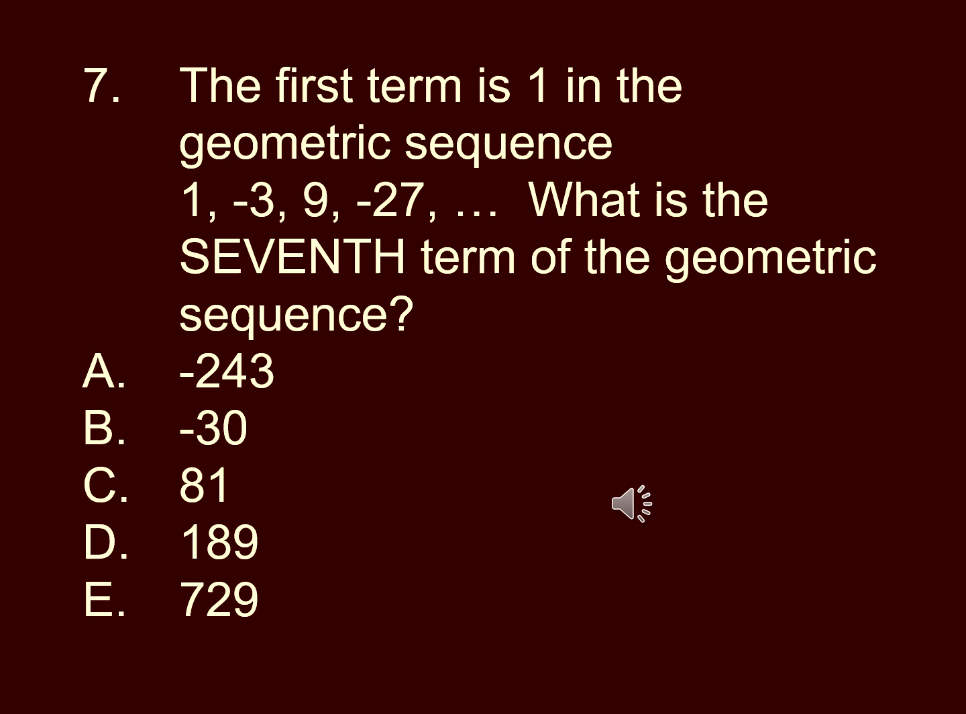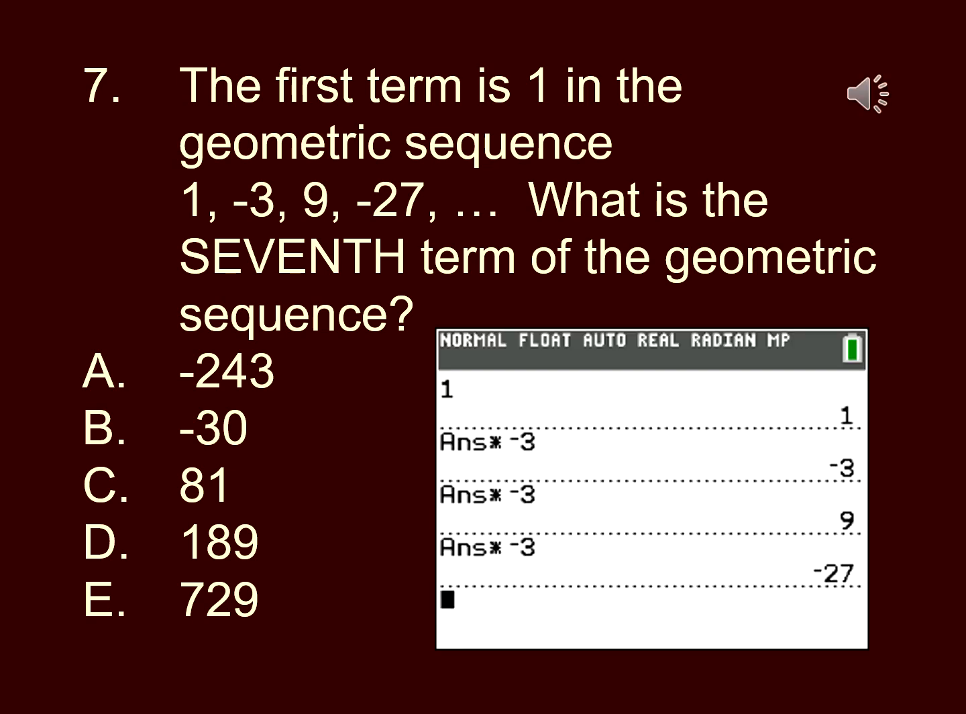So here it tells us the first term is 1 in the geometric sequence 1, -3, 9, -27, etc. And the question is, what's the 7th term of the geometric sequence? We have possibilities of -243, -30, 81, 189, and 729.